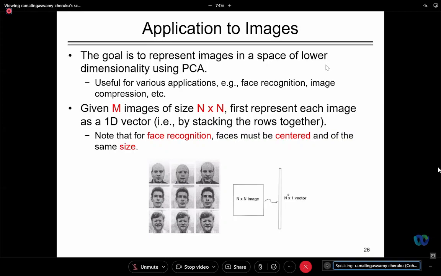Given the images, our number of images is m and the size of each image is n by n. That means the number of features in each image, because each pixel is a feature when you are processing images, will be n squared. Each and every image will have n squared features. First, represent each image as a 1D vector. What is this 1D vector? If you see, this is the 1D vector.